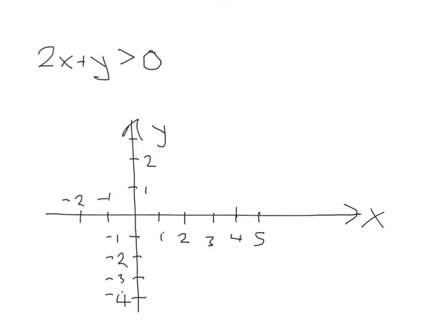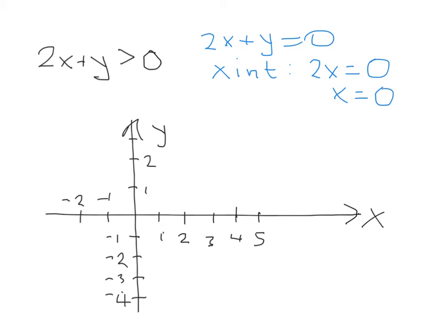Let's do one more example. 2x plus y is greater than 0. So again, we start out by setting this as an equality, generating our x-intercept. We let y equal 0 and solve, so we get 2x plus 0 equals 0, or in other words, x equals 0. But what we should notice here is that if we try to get the y-intercept by setting x equals 0, we're also going to get the same point, y equals 0. So we need to generate a different point now to connect the dots.